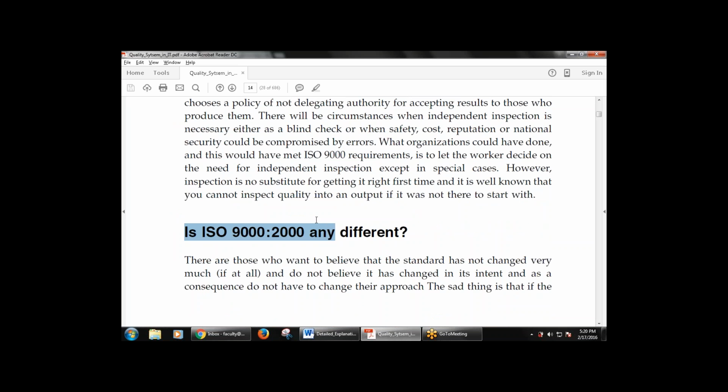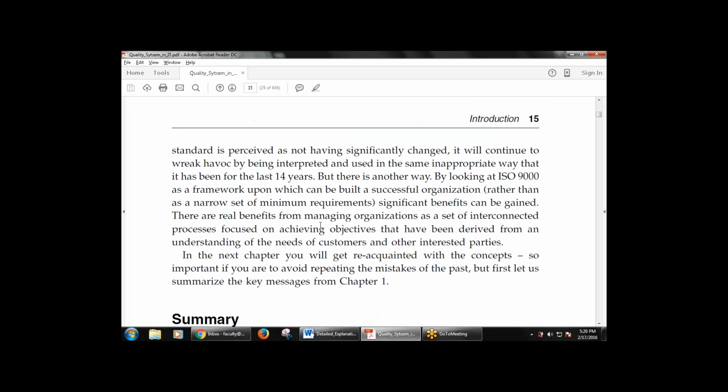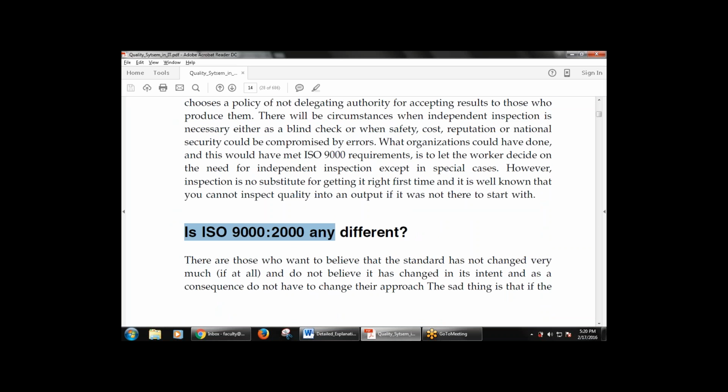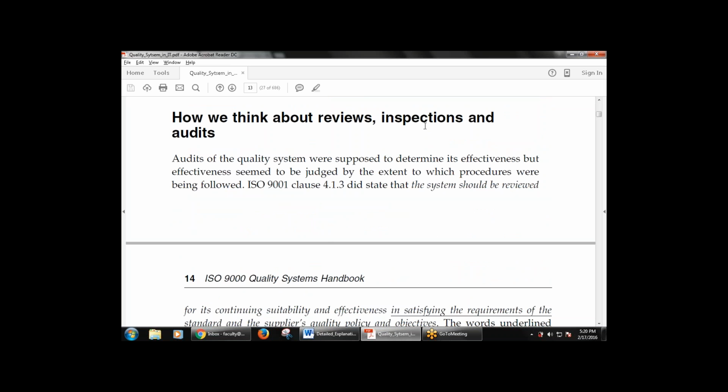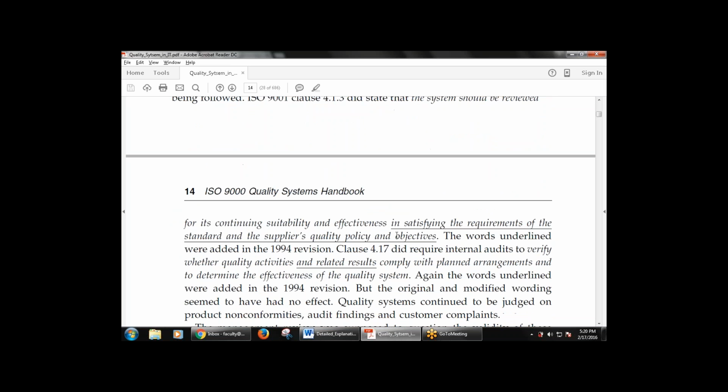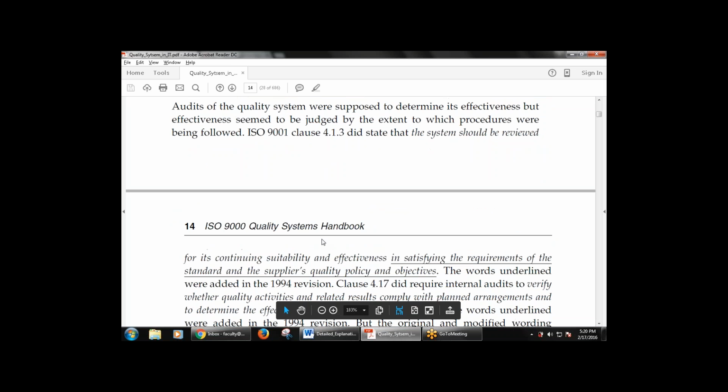Then, is ISO 9000:2000 any different? That means it is a different part. For this, we have to answer these questions: what are the various reviews, what are the inspections, and what are the audits, for continuing suitability and effectiveness in satisfying the requirements of the standard and the supplier's quality policy and procedure. Whatever the system quality and procedure carried out is used to satisfy the requirements of the standards and the supplier's quality policy and objectives.